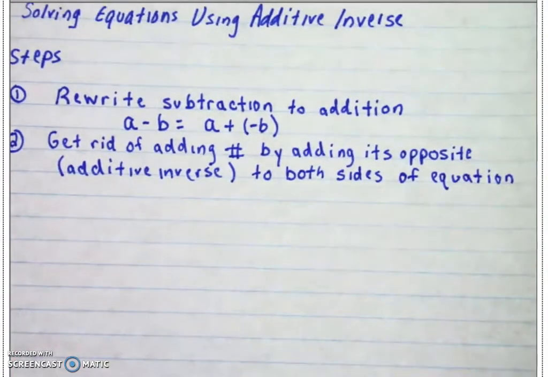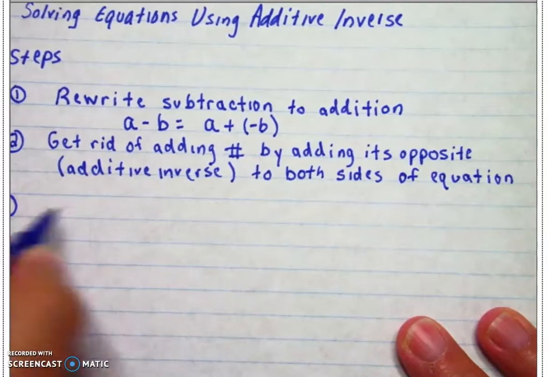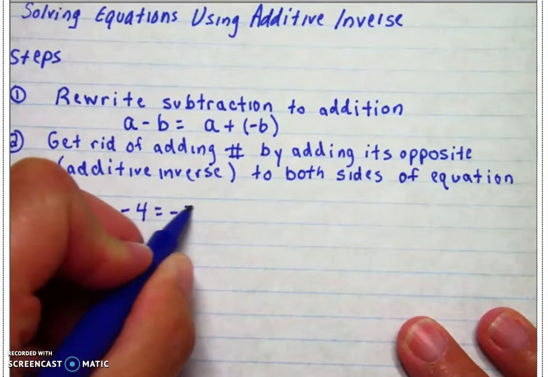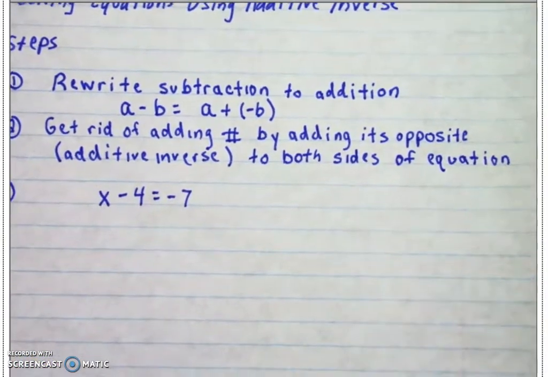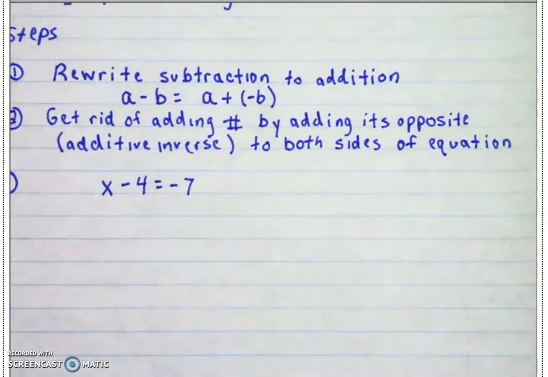So, part two, let's do some examples. So number one, leave some space. And this is how you want to write out your problems on your worksheet too, if you don't have a printer, which is fine. So we have x minus 4 equals negative 7.